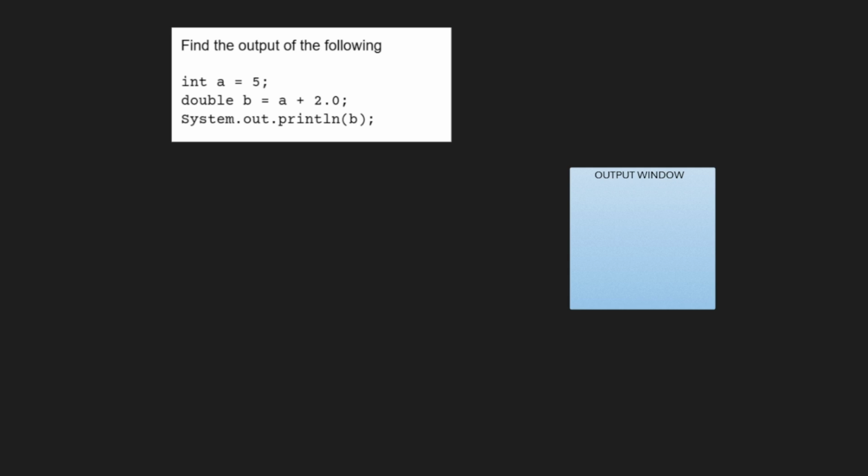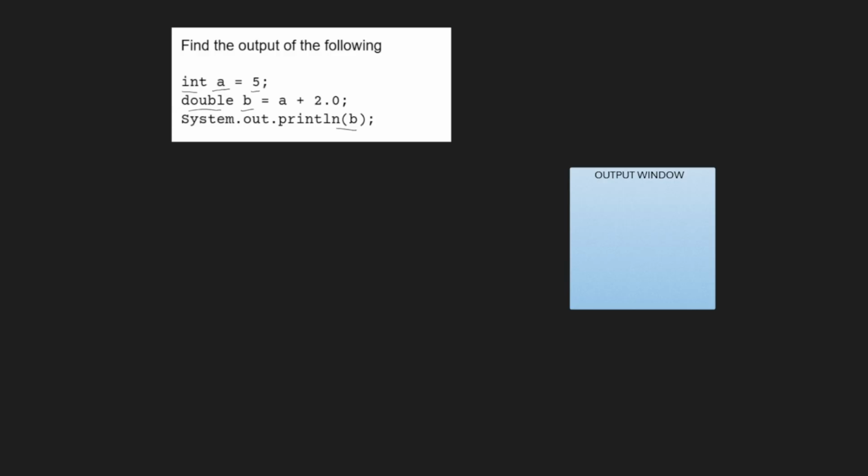Now that you understand type conversion, let's look at a few questions where you have a block of code and we want to find out the output for this block of code. So if you look at this block of code, the first thing that you have is a variable called a of the int data type, which is set to 5. Then we have a variable called b of the double data type, which is just set to a plus 2.0. And finally, we're printing b.